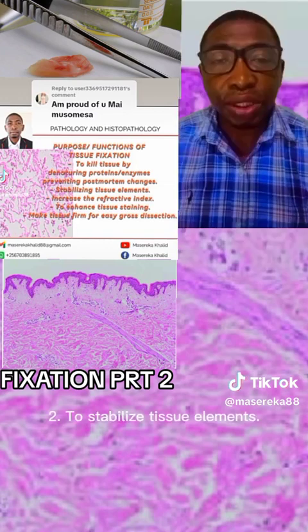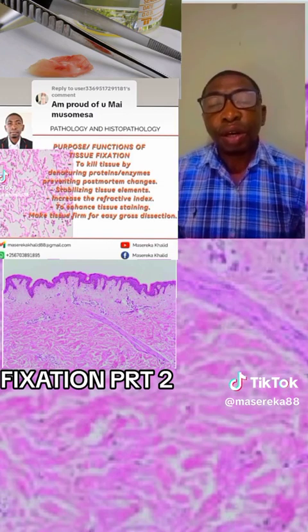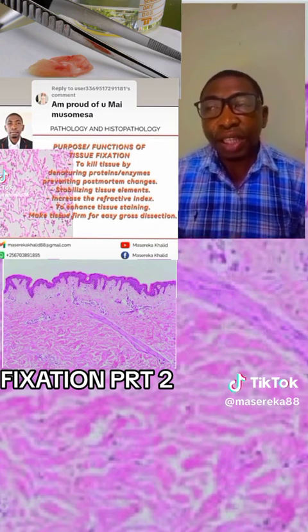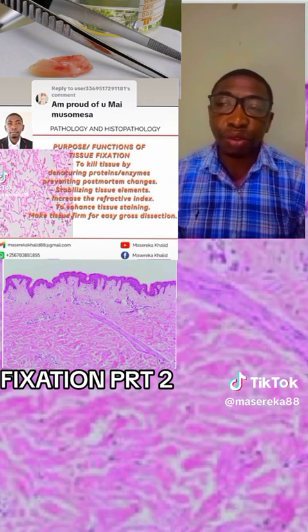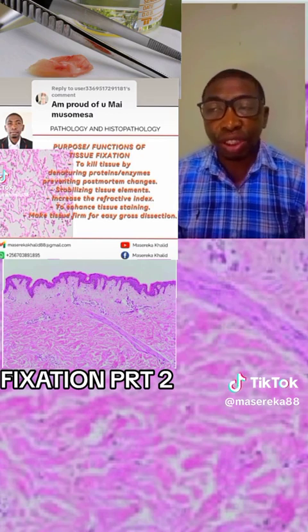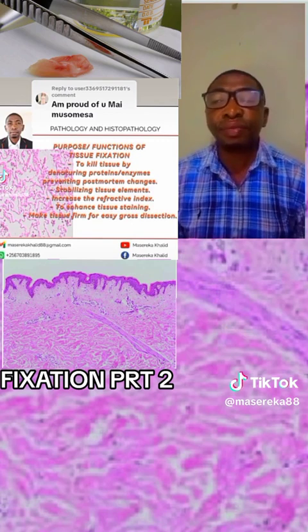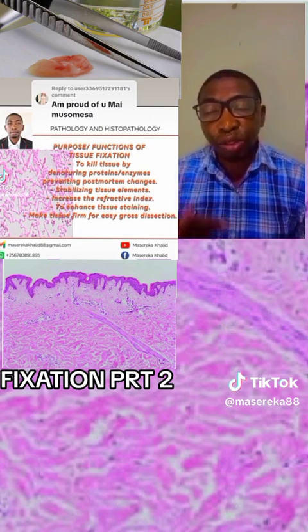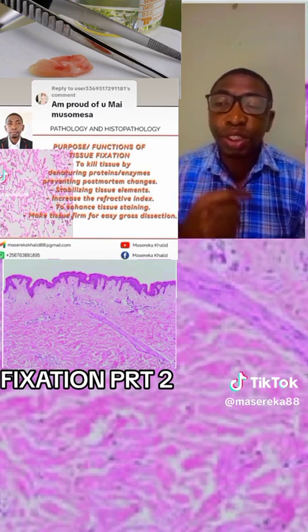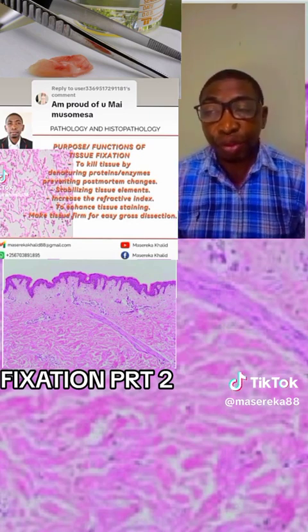To stabilize tissue elements. Why is it important to stabilize tissue elements? It maintains the relationship between cells and extracellular substances such as connective tissue fibers and amorphous ground substances, so that the effect of any subsequent procedure is very minimal.